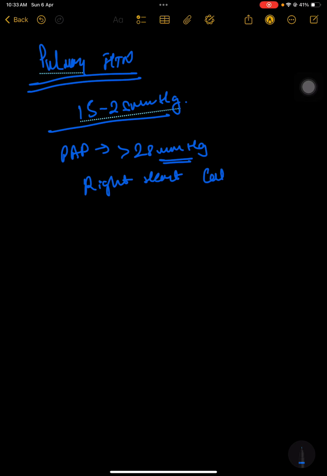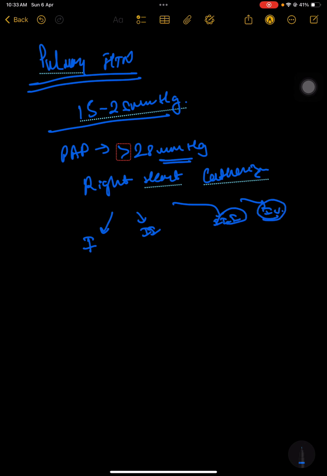Now let's talk about pulmonary hypertension. So remember, the normal pressure is 15 to 25 mm Hg, okay? So the pulmonary artery pressure is more than 25 mm Hg, okay? Pulmonary hypertension is defined as mean pulmonary artery pressure of at least 25 mm Hg at rest, which is measured by right heart catheterization. So there are basically four types: 1, 2, 3, and 4.